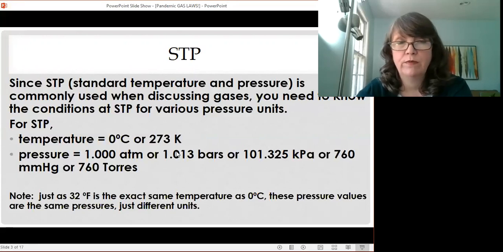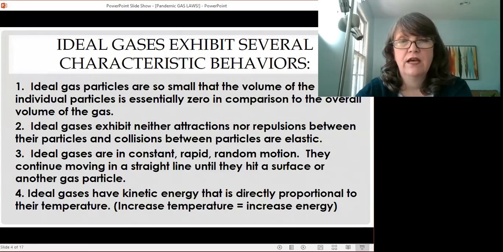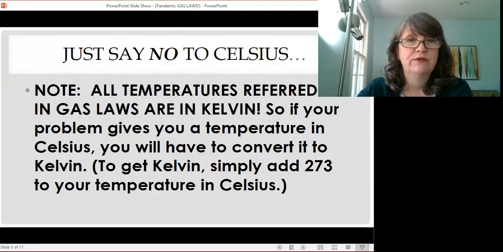But there's also 1.013 bars that's used like in scuba diving. And then millimeters of mercury is used in weather when we're talking about barometric pressure. But you will need to refer back to that. So in the problem, if it mentions standard temperature or standard pressure, it's referring to these values. These are the characteristics of an ideal gas. Once again, read them over. I'm not going to read them to you.